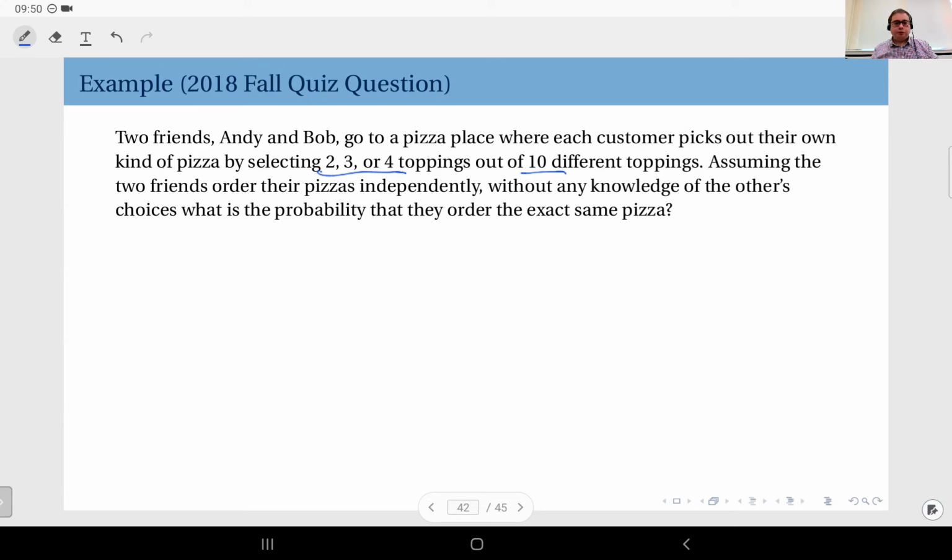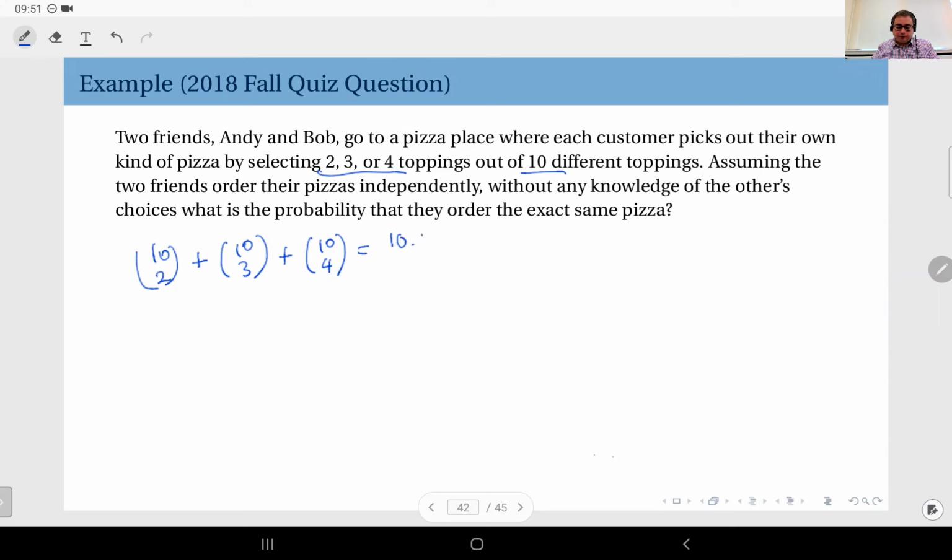If I have 2 toppings, I can select 2 out of 10 in 10 choose 2 ways. If I select 3 toppings, I can do that in 10 choose 3 ways, and I can select 4 out of 10 in 10 choose 4 ways. But now, since I'm not going to do all of them, I'm just going to do one of them, I will have to select one. Therefore, I'm going to use the sum rule, and the total number of possible selections of pizza is given by this quantity. And if you like, you can expand this.